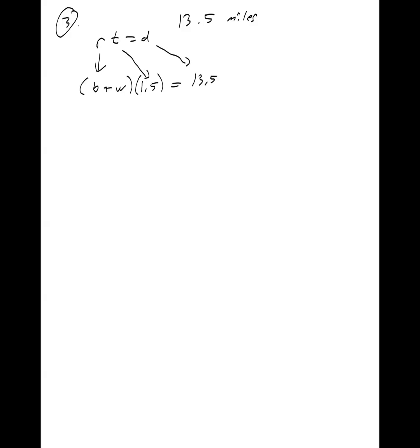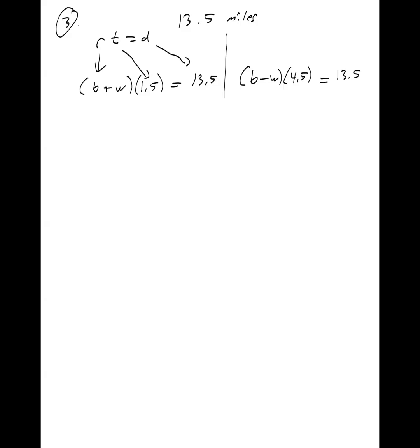So our next step is to write down the equation that is upstream. So when you're going upstream, so this is downstream. Upstream, the rate is equal to the speed of the boat minus the speed of the water, because you're going upstream against the water. And that trip takes 4.5 hours. That's why it's so much harder to swim upstream than downstream. It takes a lot longer. And then the distance is still the same, 13.5 miles, because that's the same distance of the trip.